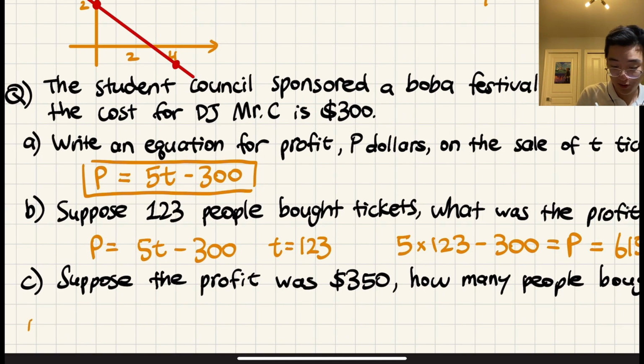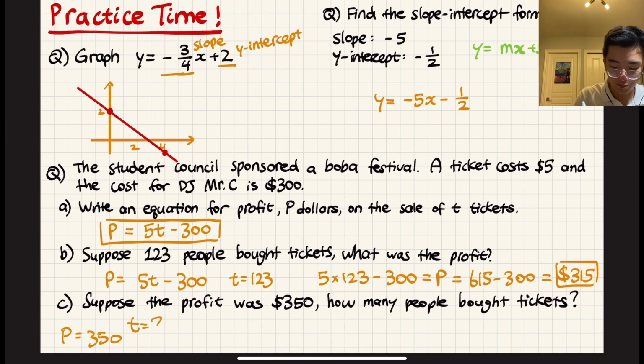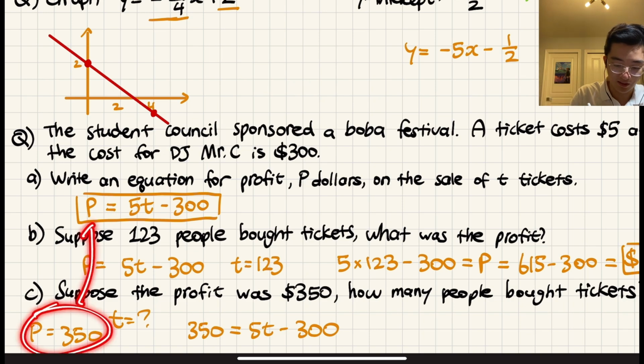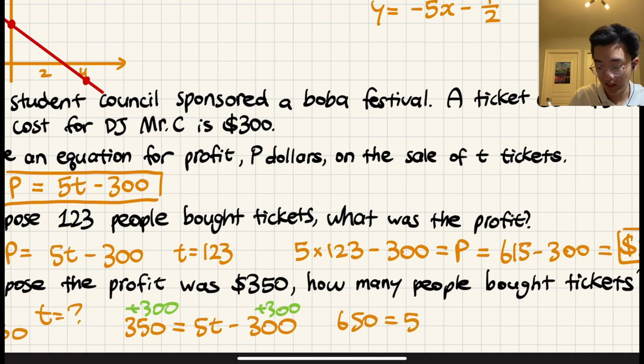Right? So now in this case, we know what P is. P is 350. We want to know how many people bought the tickets, which means that we want to find out what T is. So once again, we just plug it into the equation that we derived earlier. So we have 350 equals 5T minus 300. All we're doing is plugging this into that. We rearrange this equation right here. We add 300 to both sides, netting us 650 equals 5T.